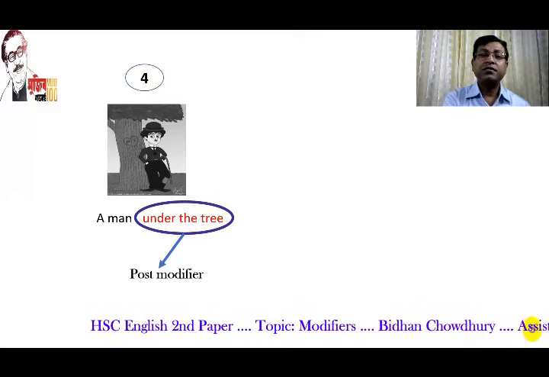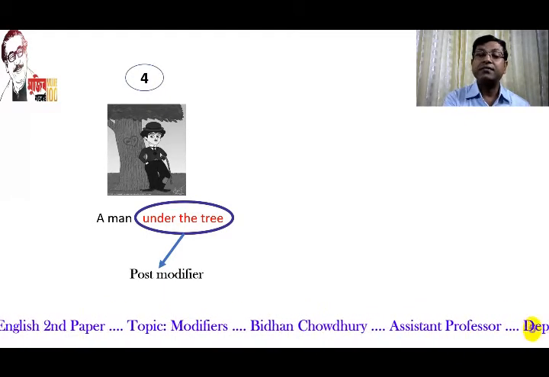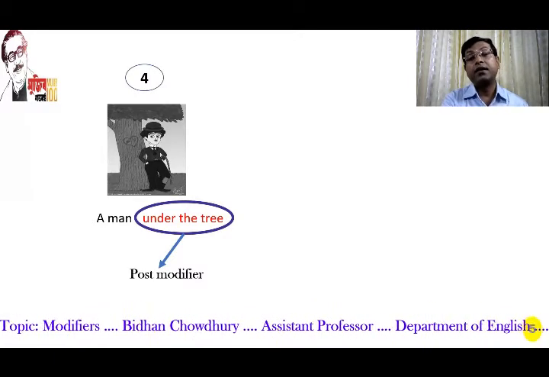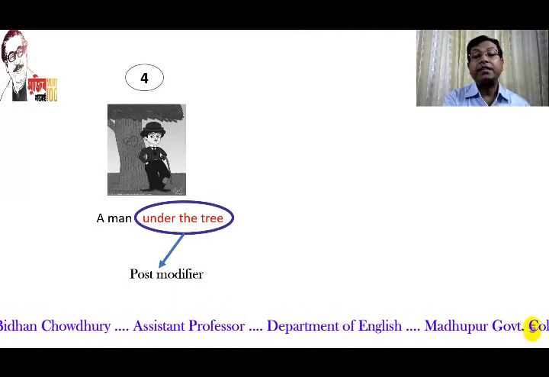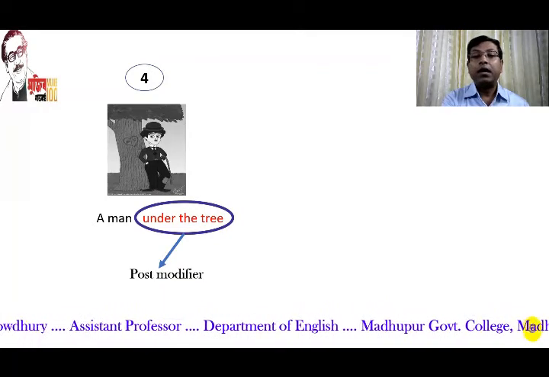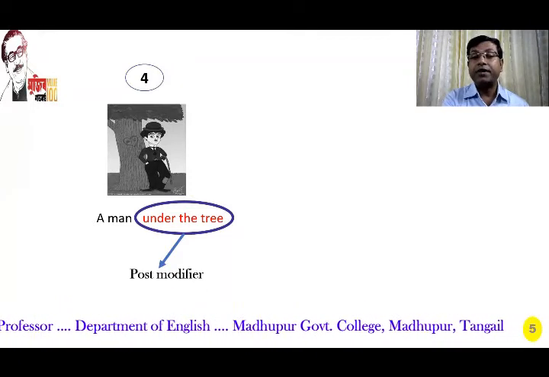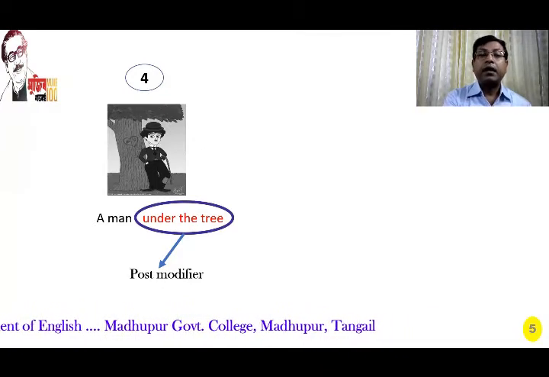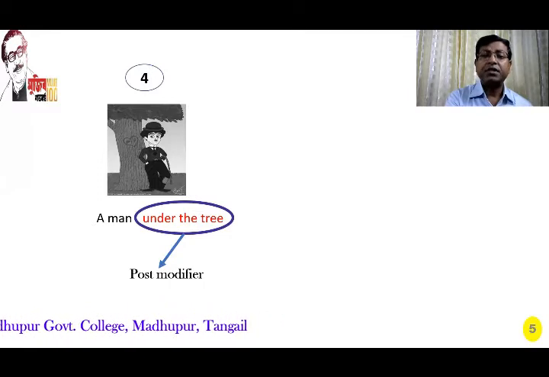You see, my dear students, what a post-modifier is. A post-modifier always takes its position after the word it modifies. And here in picture number 4, you can see the noun man is post-modified with a phrase, that is under the tree. And as the phrase comes after the noun it modifies, it is called post-modifier. I will show one more picture. Let's see the picture. Picture number 5.